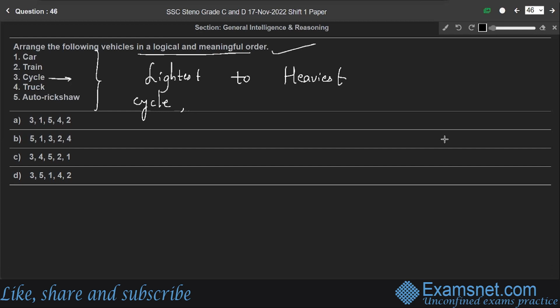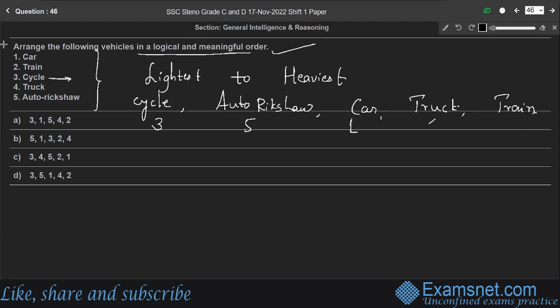Next comes after cycle, we have auto rickshaw. Next comes car. Next comes truck. Next comes train. Therefore, in a logical order, third one is cycle, auto rickshaw is fifth one, car is the first one, according to the given order, right? So truck is the fourth vehicle and the train is second vehicle. Therefore, 3, 5, 1, 4, 2 is the correct order. 3, 5, 1, 4, 2, option D.